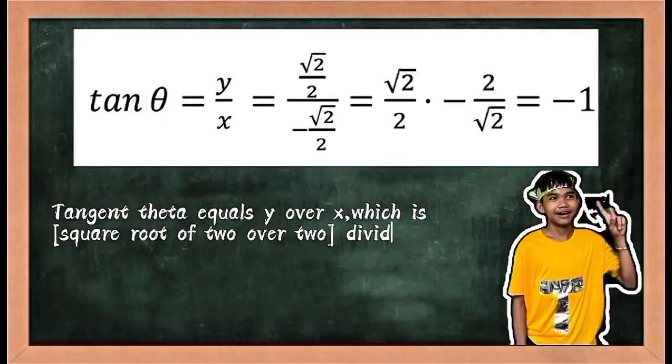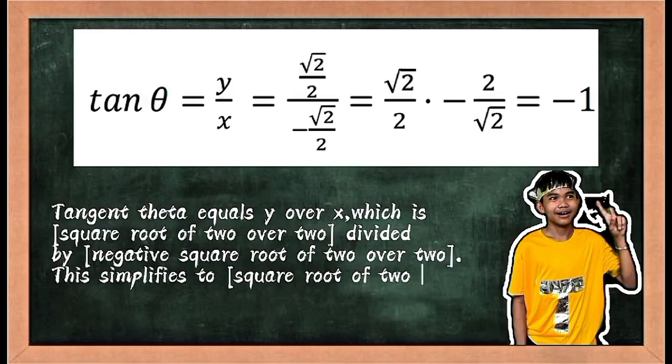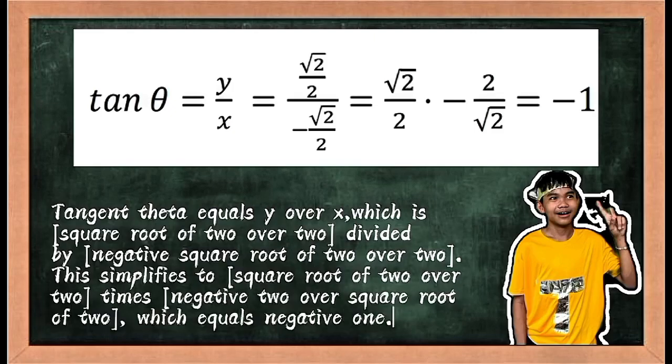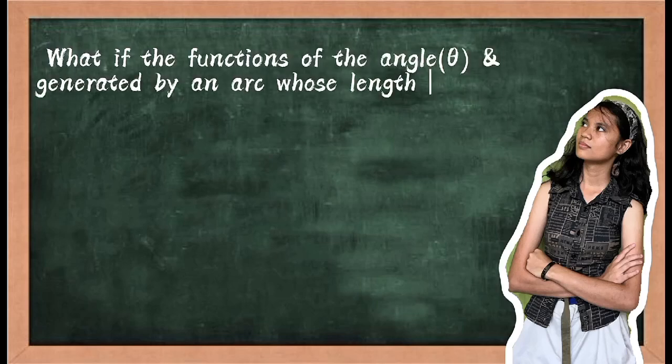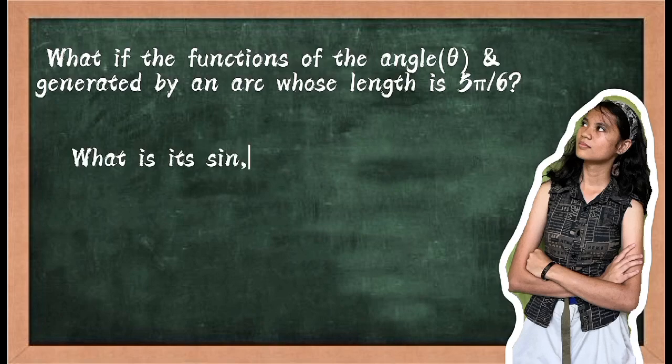And for tangent, theta equals y over x, which is square root of 2 over 2 divided by negative square root of 2 over 2. This simplifies to square root of 2 over 2 times negative 2 over square root of 2, which equals negative 1. Which brings us to the bigger question. What if the function of the angle theta is generated by an arc whose length is 5 pi over 6? What is its sin, cos, and tan value?